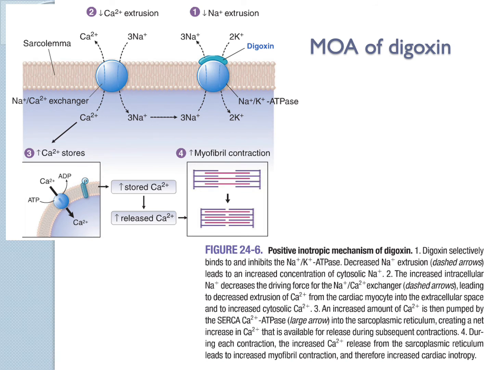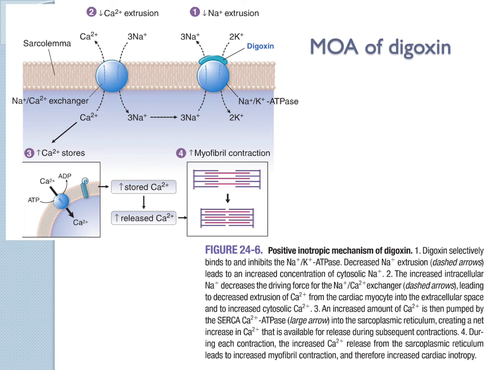As you can see here, digoxin inhibits the sodium-potassium ATPase. When this is blocked, there's less sodium going outwards. So more sodium stays inside, meaning there's less activation of the sodium-calcium pump. Less activation means more calcium stays within the cardiac myocyte.